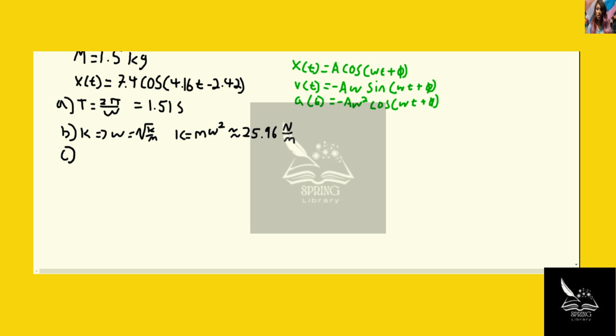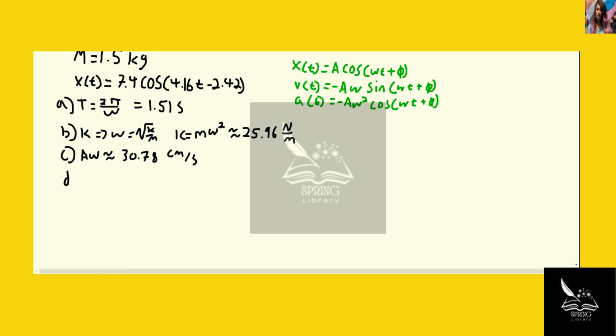Looking at letter C, we're looking at the maximum velocity. So if we go over to the green equation for velocity, we have velocity with respect to time is equal to negative amplitude times angular frequency times some sine function. We know that the most a sine function can be is ranging from negative 1 to 1. So we know the maximum of this is going to be at A times omega. So V max is A omega, which is approximately equal to 30.78. Now, this 7.4 specified in the problem for the amplitude is in centimeters, so this is in centimeters per second.